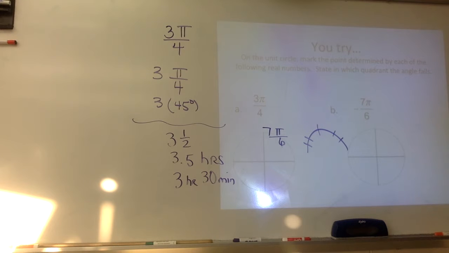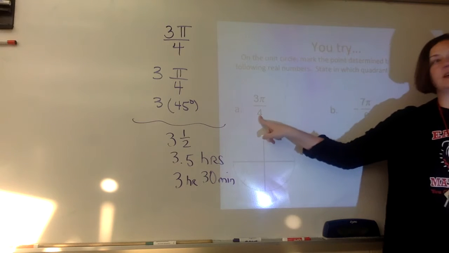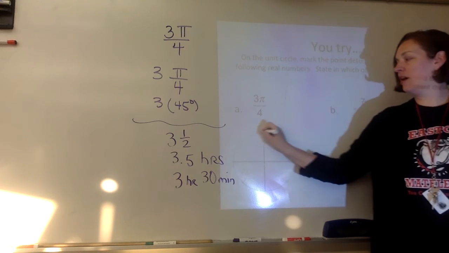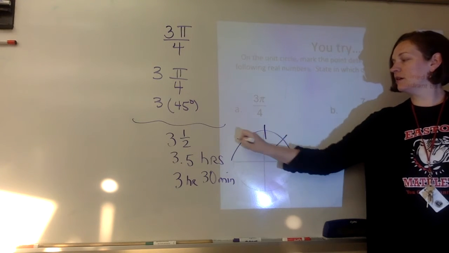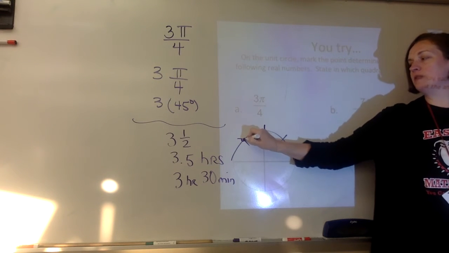All right, so 3 pi over 4. The denominator tells you how many parts per semicircle. So that tells me that in my semicircle here, I've got 4 parts. I'm going to travel 3 of those 4. 1, 2, 3 puts me right here.